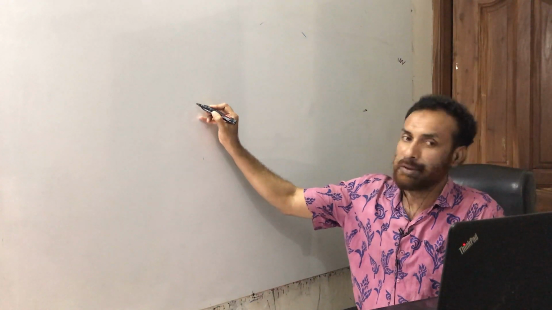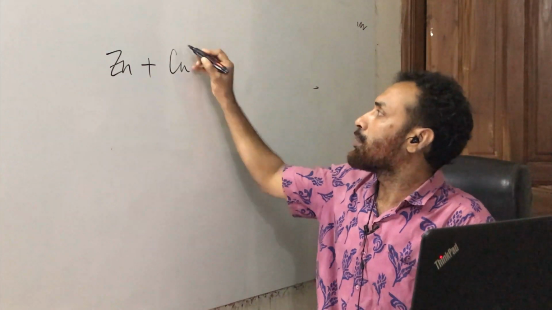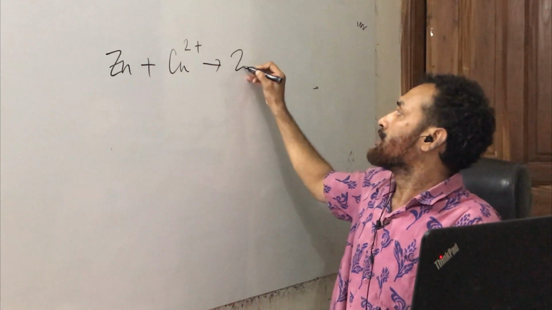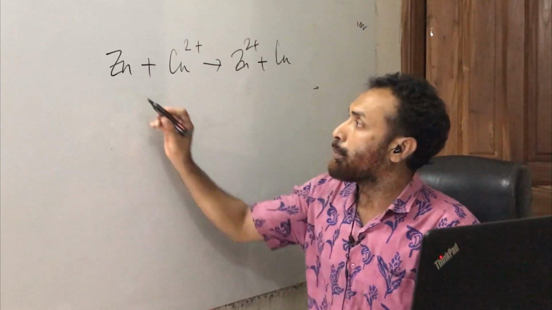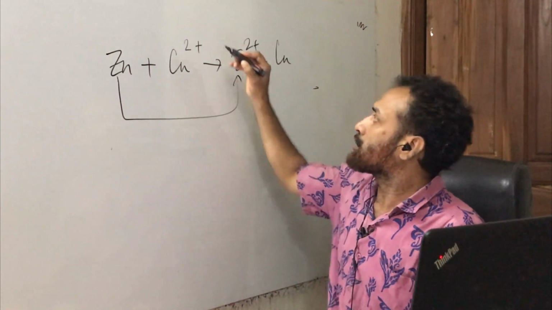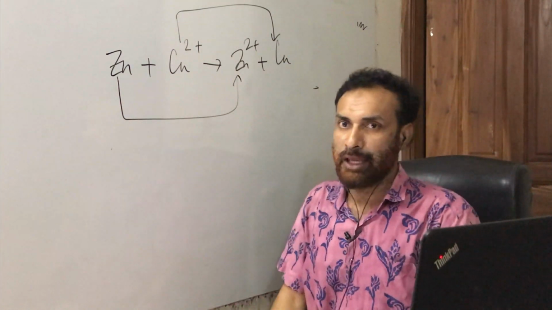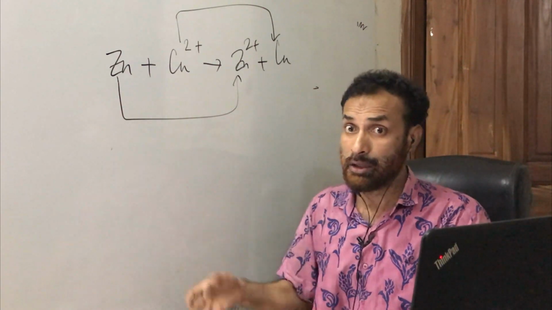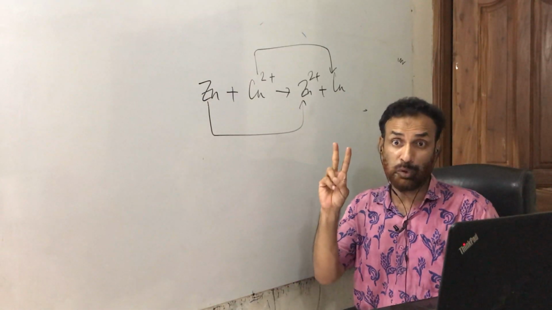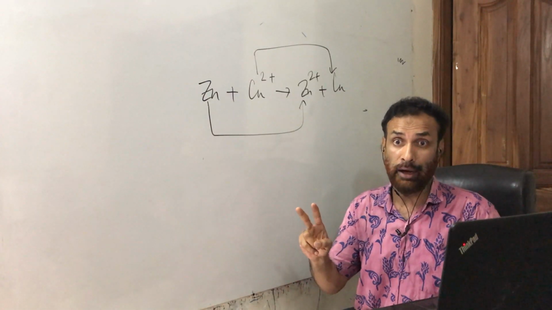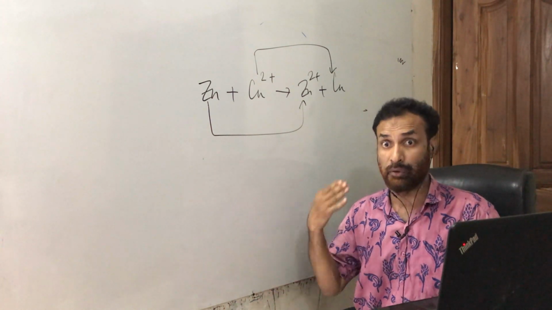I'm giving you here zinc with copper 2 plus, and you get zinc 2 plus and copper. Your job is just to show zinc to zinc and copper to copper, and explain what zinc is doing, losing or gaining electrons, and then give two identities for this action. Suppose it's oxidized or it's reduced, and it's an oxidizing agent or a reducing agent.